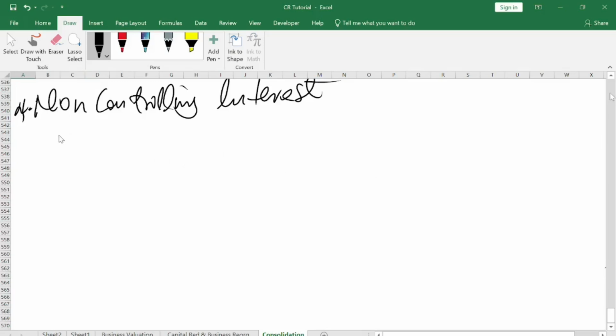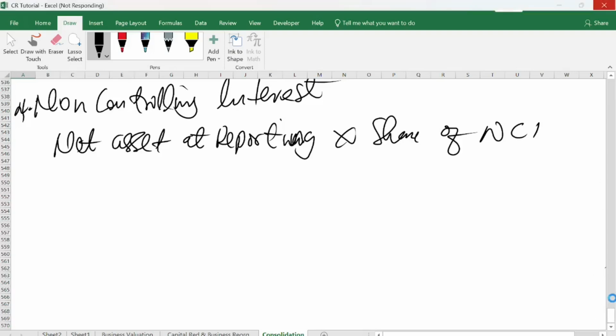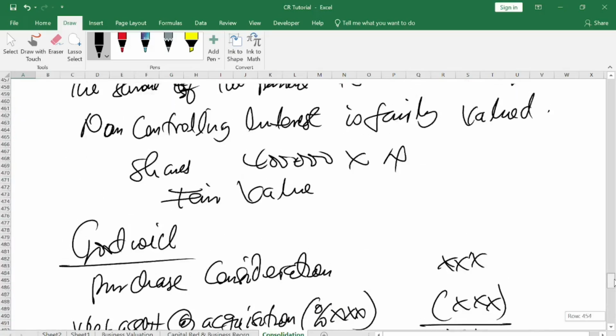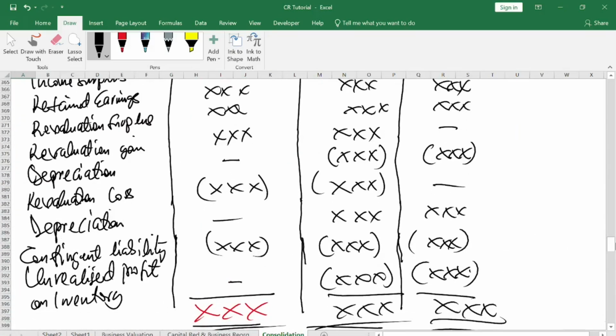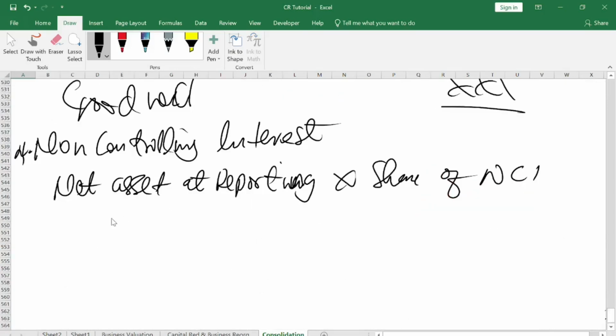So you just say net asset at reporting multiplied by the share of non-controlling interest. So here, all you have to do is pick at reporting. Look at the at reporting. Where is your at reporting? This one, that's the middle one. So you just pick the middle one.